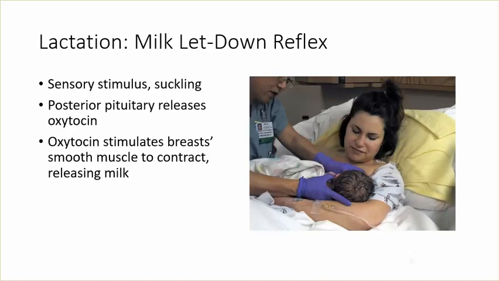So there's this thing called the milk letdown reflex. The baby suckling causes the pituitary gland to release oxytocin, and oxytocin makes the breasts' smooth muscle contract and expel the milk. So there's a feedback system where suckling causes oxytocin, oxytocin causes release of milk, which causes more suckling, until the baby stops feeding. Okay.